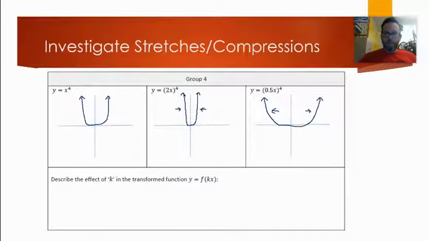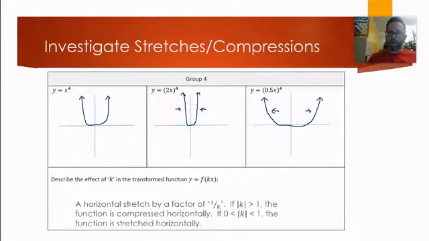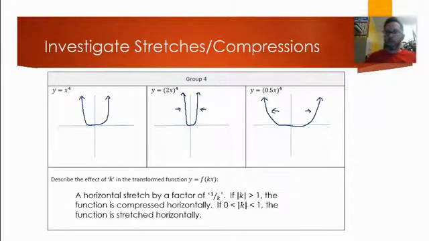And the effect of k, so multiplying just the x by a constant, it gives you either a horizontal stretch, or compression. I know I cover both bases in there, but let me just add this in. And it's a horizontal stretch or compression by a factor of 1 over k.